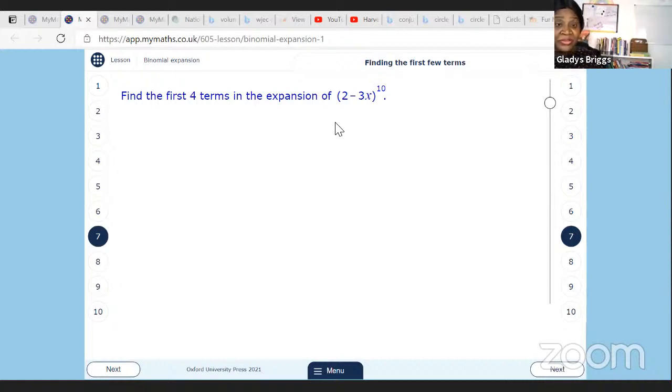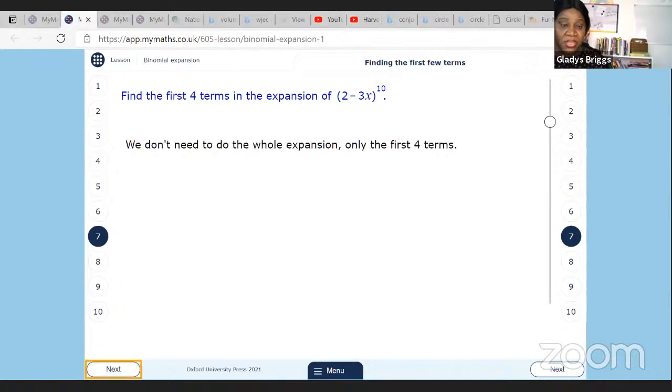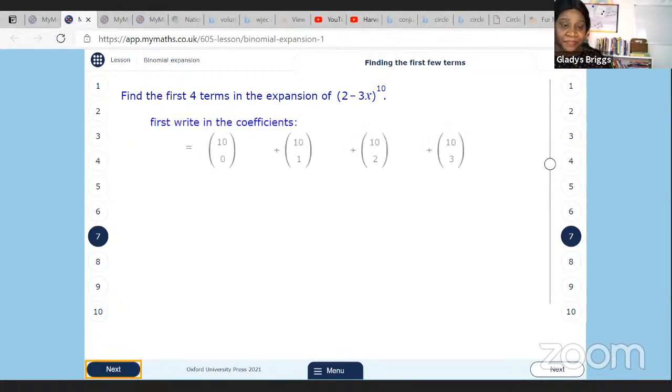the nCr method, the combinations method, to find the coefficient of x. And then you can get the first 5 terms or the first 4 terms. Yeah. So let's see how they've done it. We only need to do the first 4 terms. So take each part one at a time. So you know you need 10 choose 0, 10 choose 1, 10 choose 2, 10 choose 3.